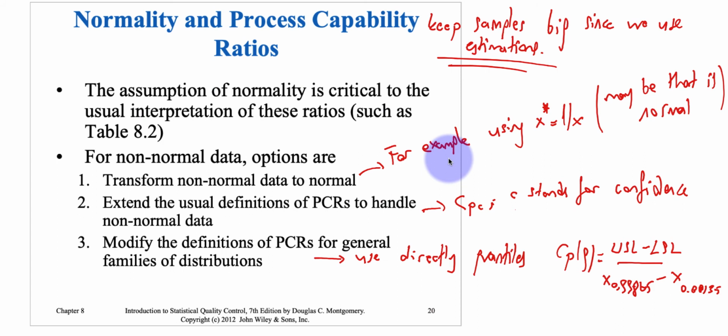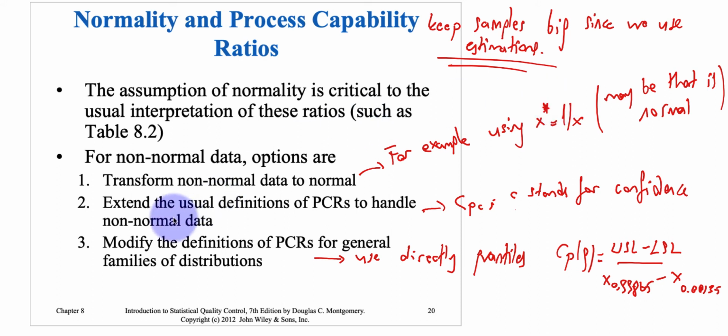About the normality of the process quality ratio, the assumption of normality is critical to the usual interpretation of these ratios, CP and CPK. Okay, but if we have non-normal data, we have some options. The first option, we can transform the non-normal data into normal data. For example, we can use the reciprocal of the data.